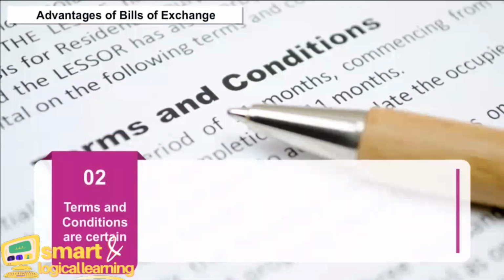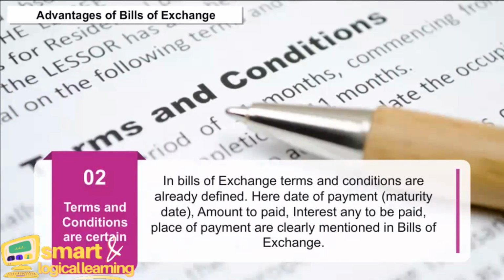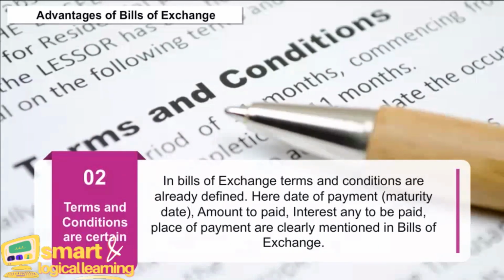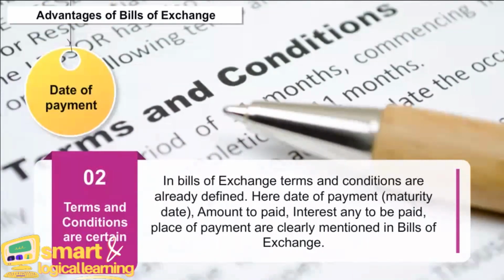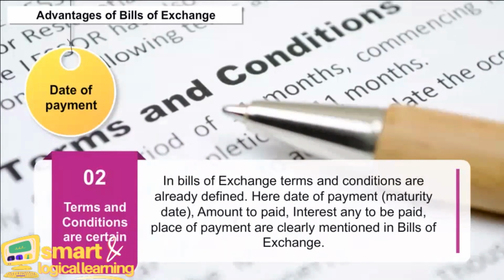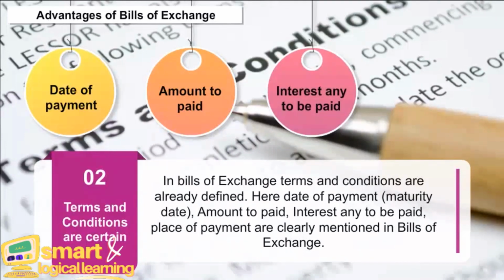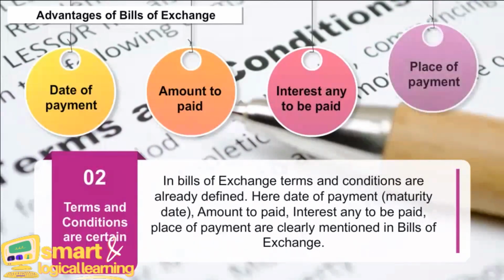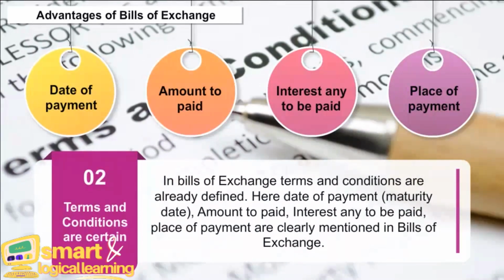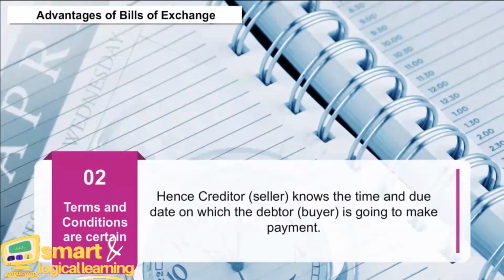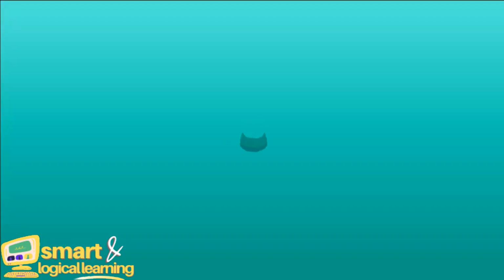2. Terms and conditions are certain. In bills of exchange, terms and conditions are already defined. Here, the date of payment, that is the maturity date, the amount to be paid, interest, if any, to be paid, and the place of payment are clearly mentioned in the bill of exchange. Hence, the creditor, that is the seller, knows the time and due date.